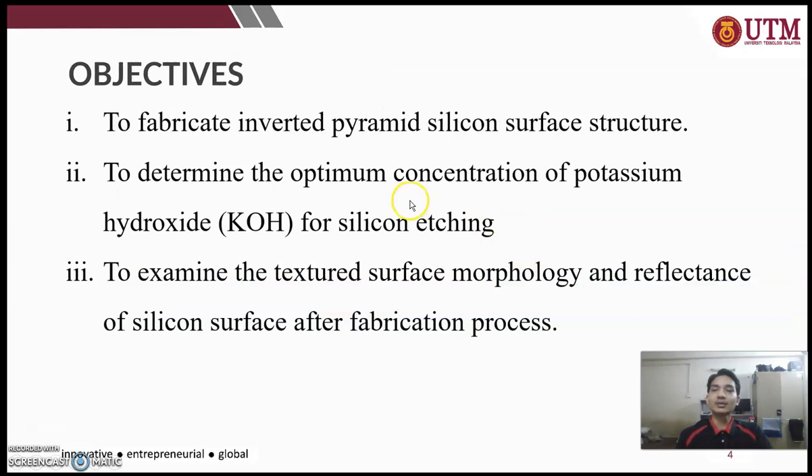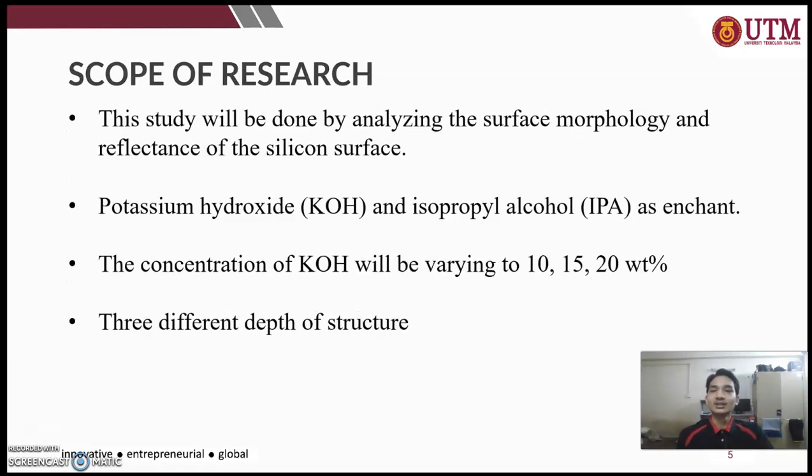The objective of my project is to fabricate inverted pyramid silicon structure to determine the optimal concentration of potassium hydroxide for silicon etching and to examine the texture, surface morphology, and reflectance of silicon surface after the fabrication process. The scope of my research is that this study will be done by analyzing the surface morphology and reflectance of the silicon surface with three different concentrations of potassium hydroxide.